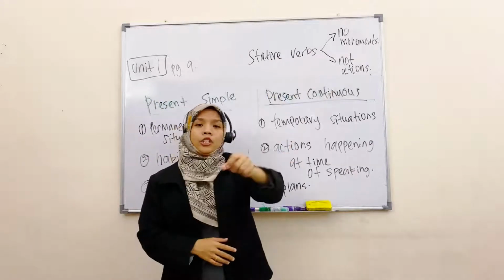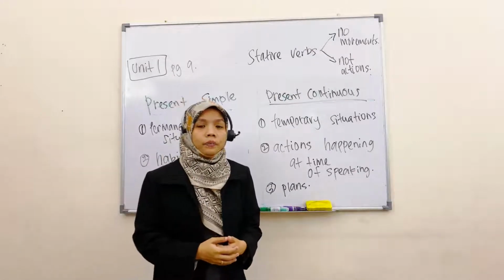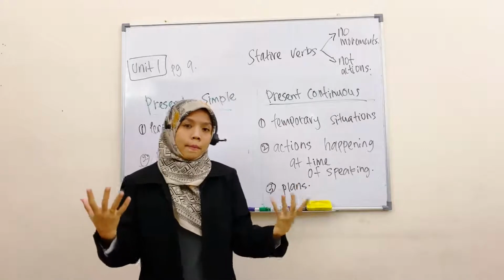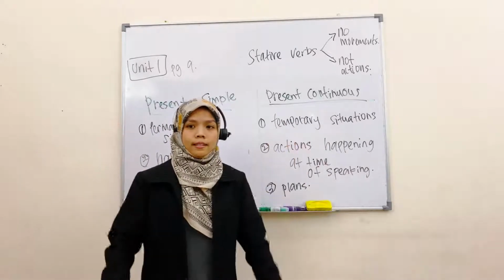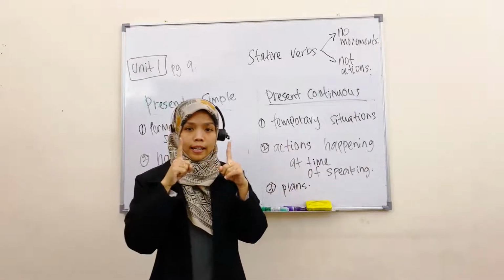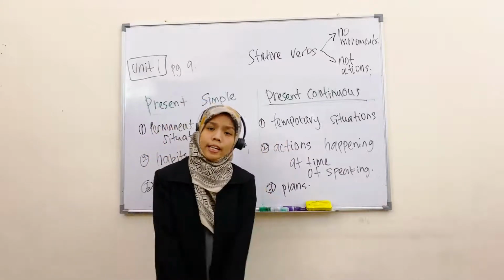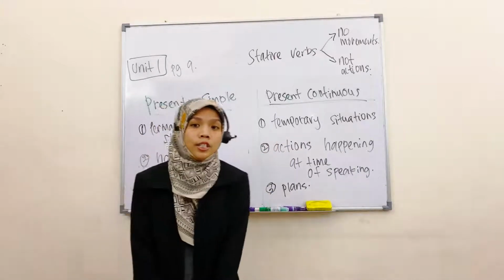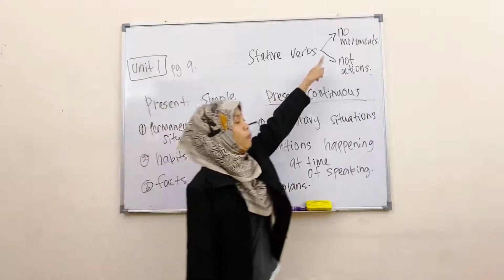Okay. These action verbs, what can you remember or understand about action verbs? They have movement. Your hand can move, your eyes also can move. That means the whole body can move, your leg can move. That's what action verbs are. Okay, for stative verbs, no movements.